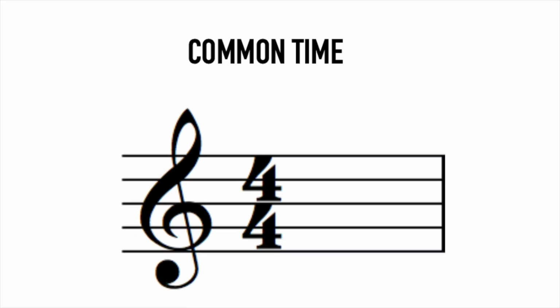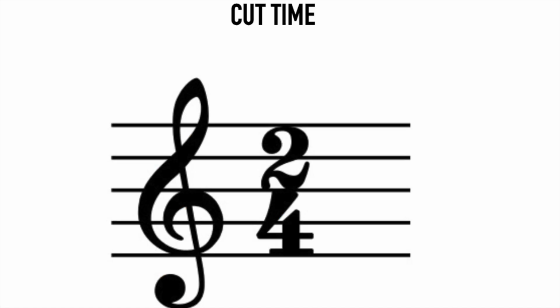Another word for the 4/4 time signature is common time. They mean the same thing. And certainly as of the 20th century, this is the most common time signature found in modern Western music. Another word for 2/4 is cut time, which is 4/4 cut in half, hence cut time.